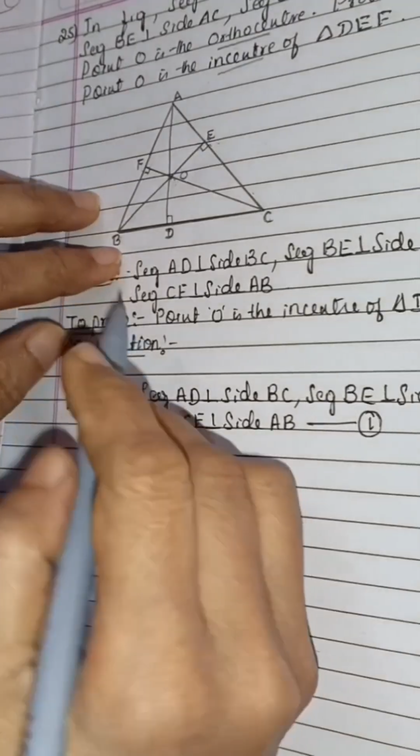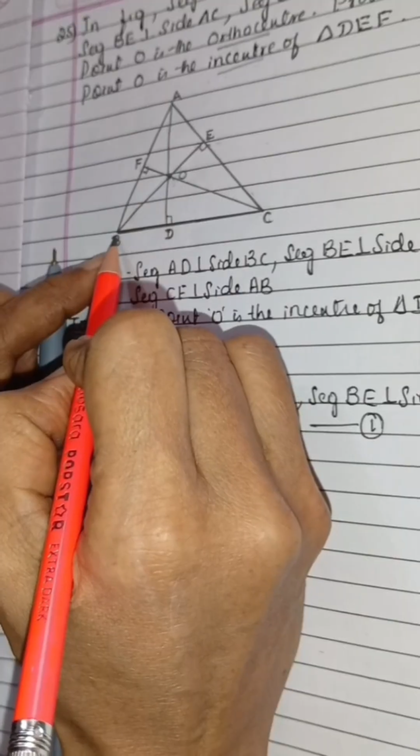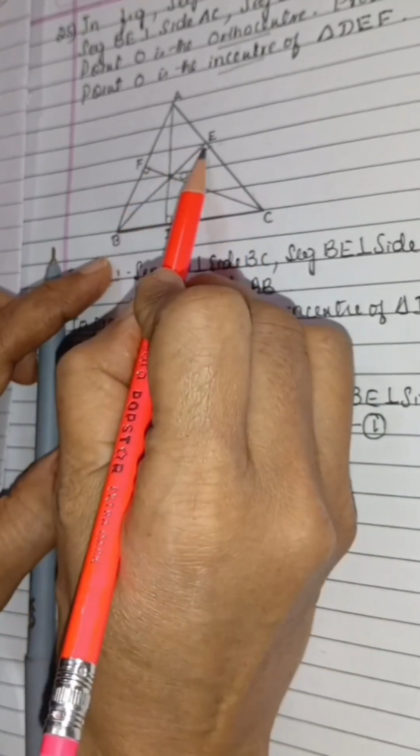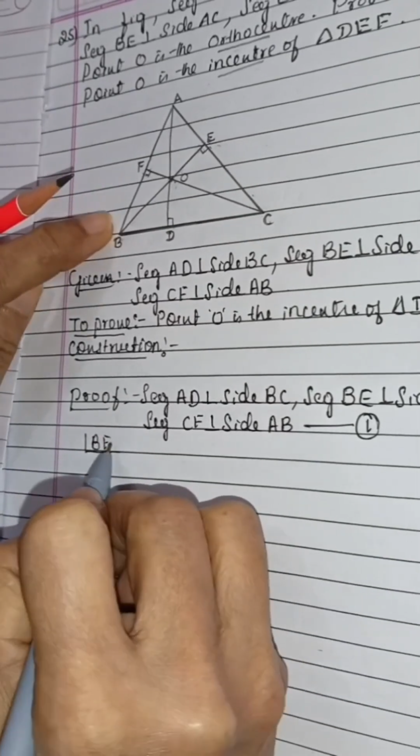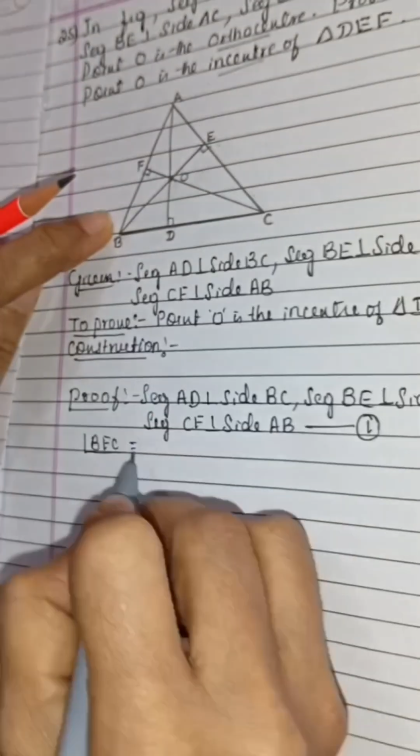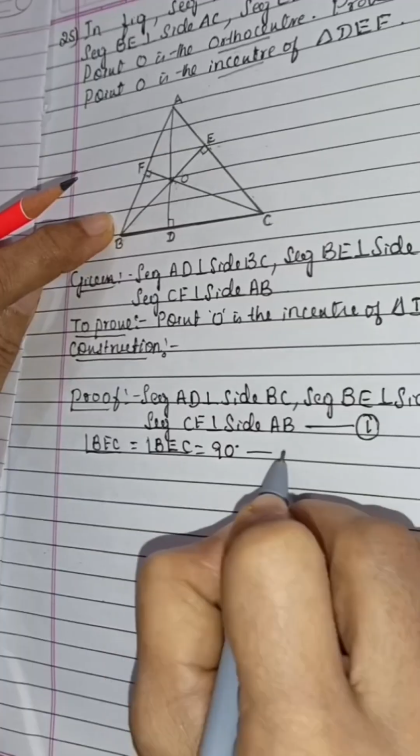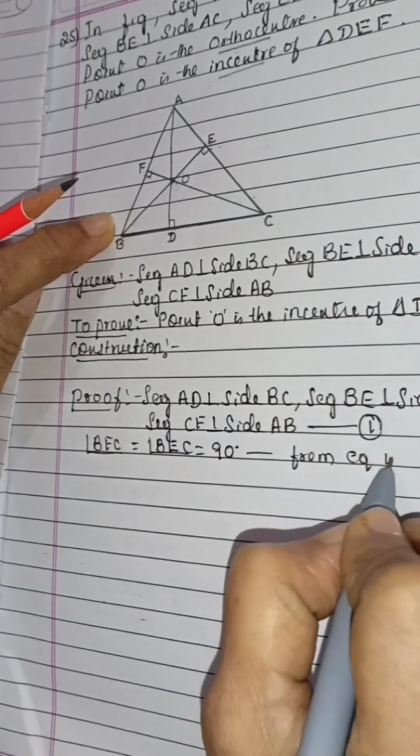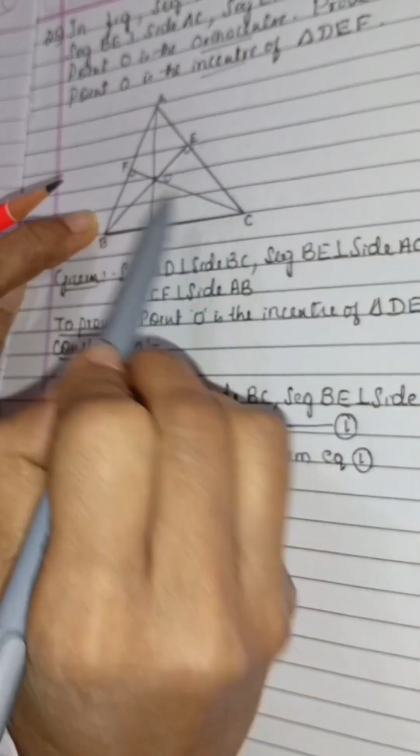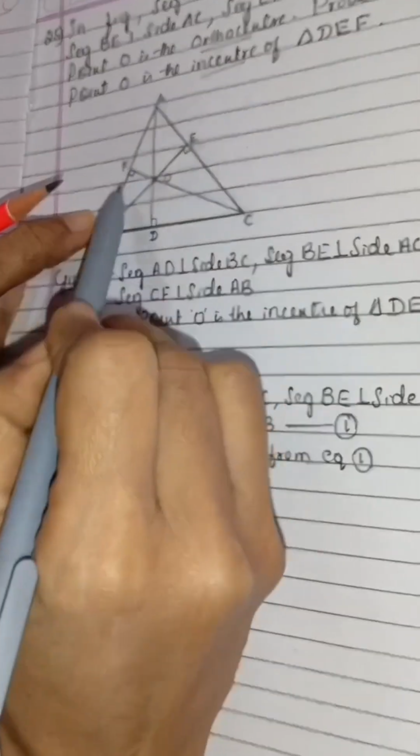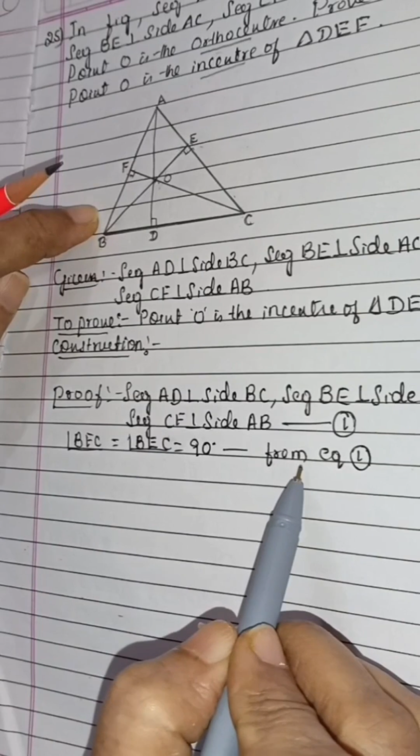Okay. Now we'll write angle BFC. See, this angle BFC equals angle BEC, because both are 90 degrees. Angle BFC equals BEC. BEC is 90 degrees. From where? From equation number 1. Because BE is perpendicular to AC, and segment CF is perpendicular to side AB. Therefore BFC is equal to BEC, that is 90 degrees, from equation number 1.